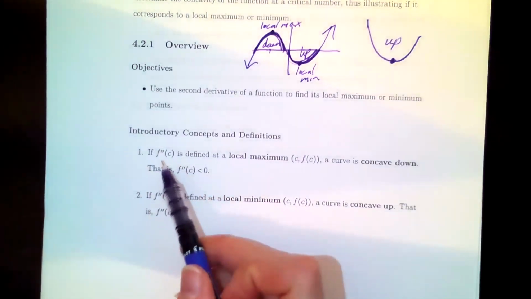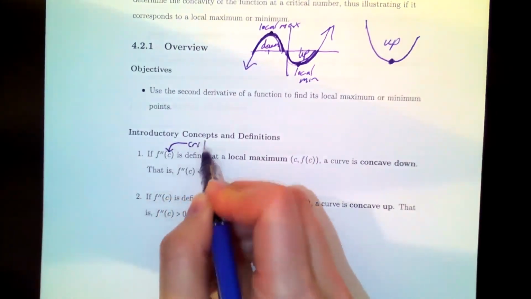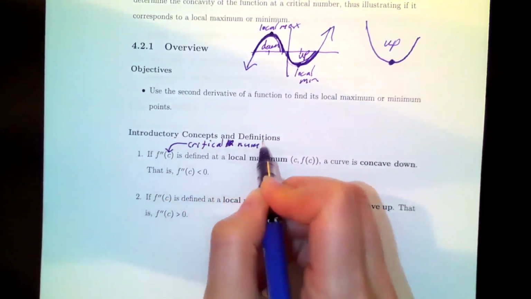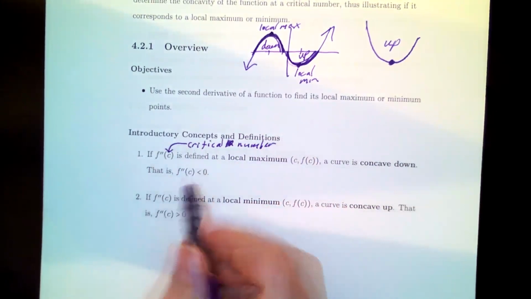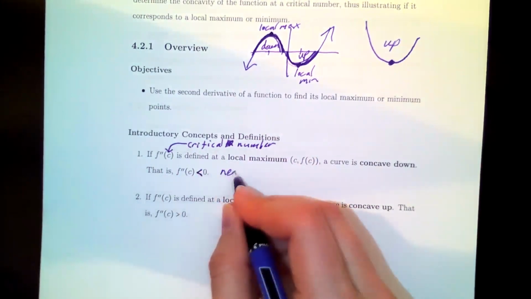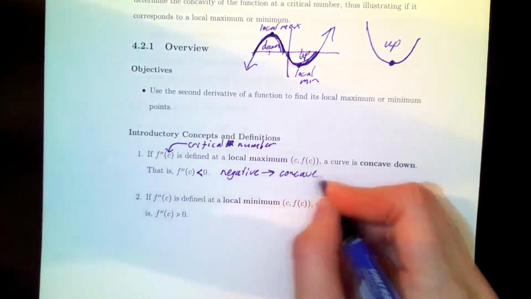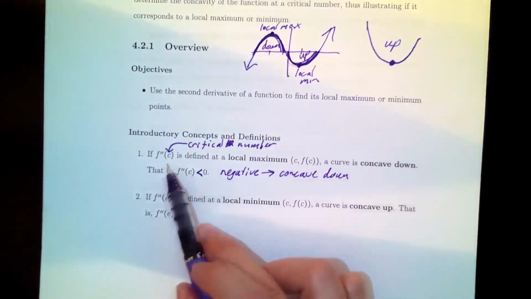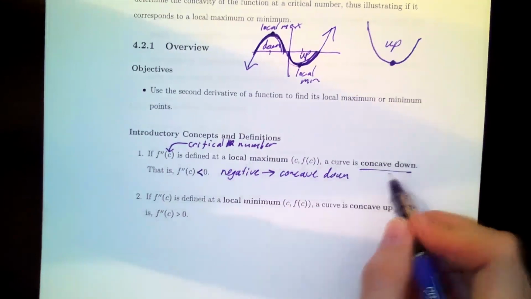It says, if f double prime of c, and we're taking this c to be a critical number, if you found your critical numbers and you've plugged it into the second derivative, if your second derivative is negative, or that is less than 0, that means your graph is concave down, and that's where a local maximum is going to occur. It says, if f double prime of c is defined at a local maximum, then the curve must be concave down.